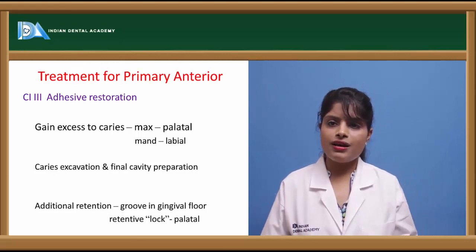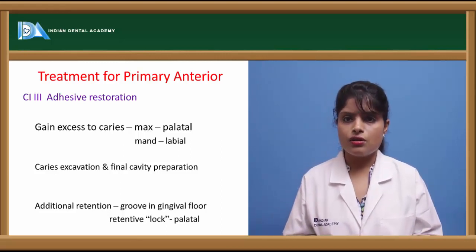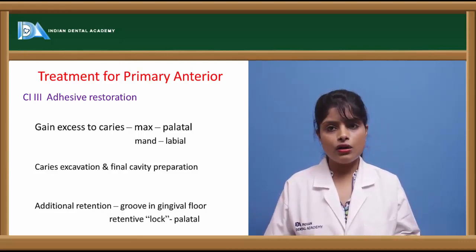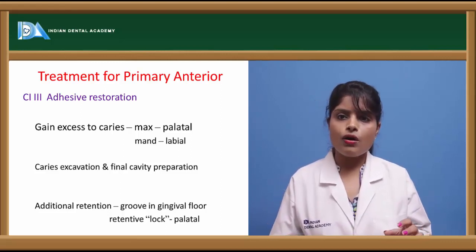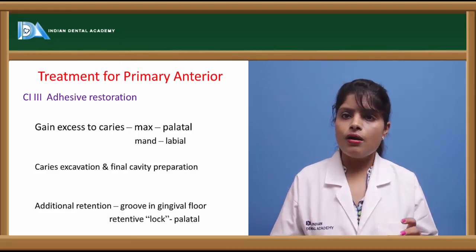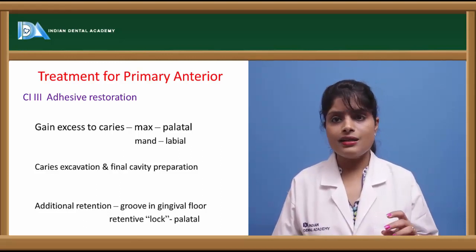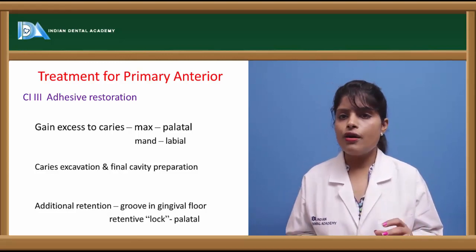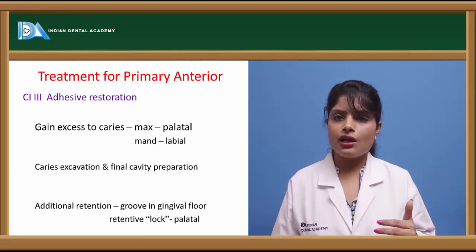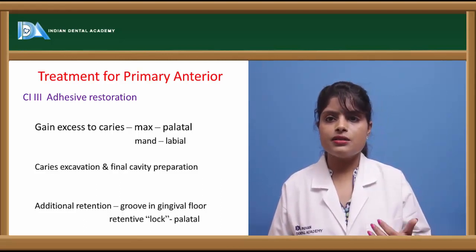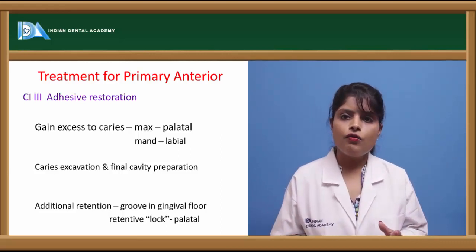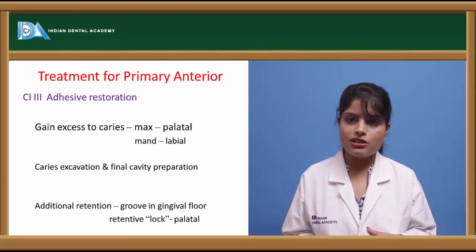In the case of class 3 anterior restorations, the caries involve the proximal surface of the anterior teeth without involving the incisal edge or the incisal angle. If the caries are incipient in nature or minor caries are there in the primary anterior teeth, then we generally go for enameloplasty. That is, we reshape and recontour the enamel with a burr, and then topical fluoride is applied for prevention of further demineralization.